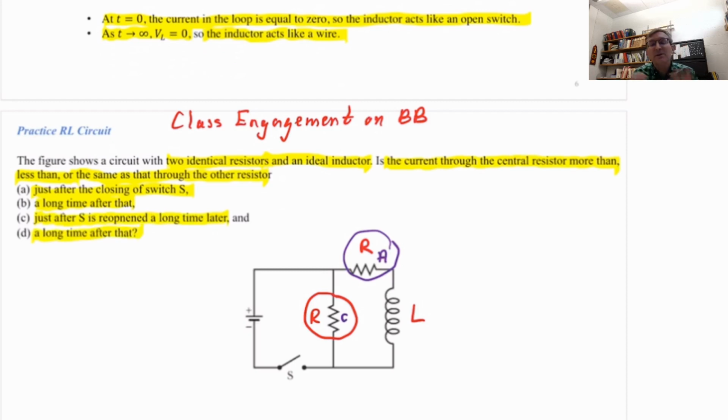So in those 4 different times, just when I closed the switch, a long time after that, then just as I reopened the switch, and a long time after that, compare the current in the central resistor to the current in the upper resistor. And that's the series of questions to answer. And then in class, we will talk about RL circuits. And that's all for this video.